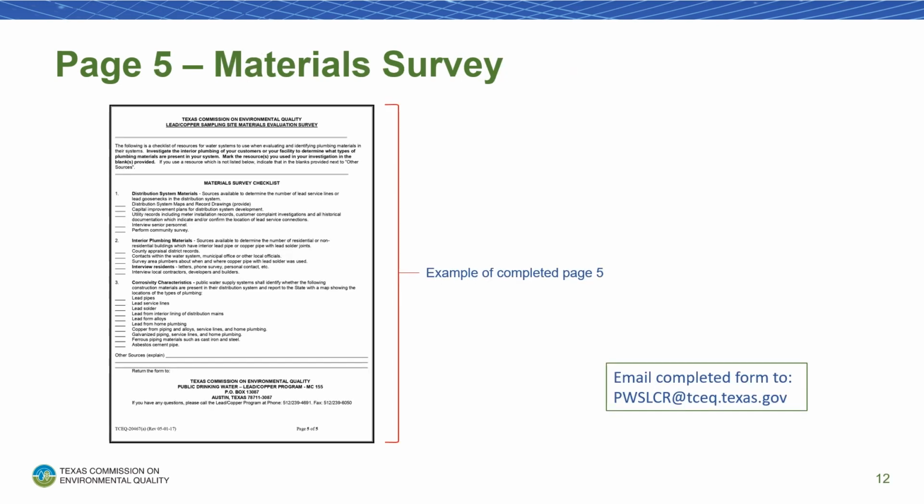Page 5 of the form is the material survey. On this page, you'll check off which options you used to evaluate the plumbing materials of your sites to determine their tiers. At least one option from each of the 3 sections needs to be checked off. If the corrosivity characteristics section does not apply to your system, you can write "not applicable" with a short explanation in the Other Sources Explain section.